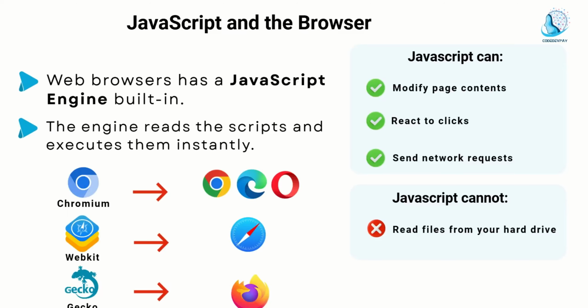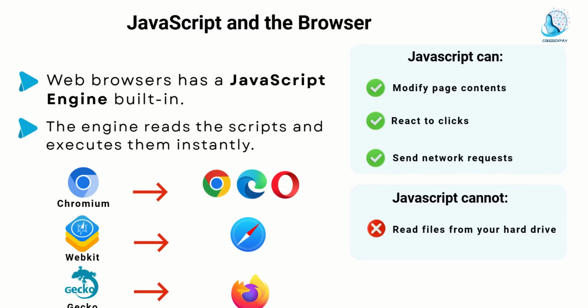Modern web browsers come with a JavaScript engine built in. JavaScript engines are programs which read JavaScript code and execute it. So let's take a look at some examples. Web browsers like Google Chrome, Microsoft Edge, and Opera use the Chromium JavaScript engine. The Safari browser uses WebKit, and Mozilla Firefox uses Gecko.